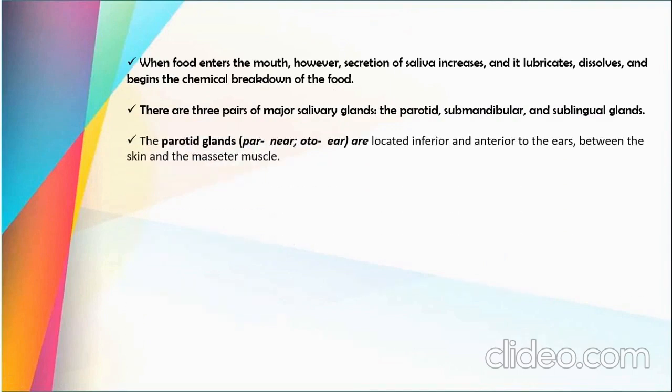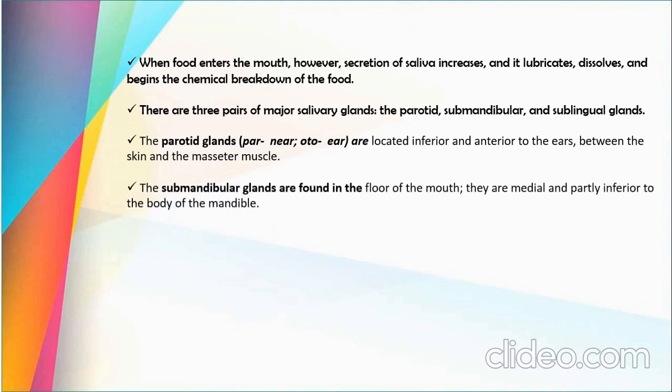Now the first one is the parotid gland. Para means near and oto means the ear. They are located inferior and anterior to the ears, between the skin and the masseter muscle. They release their secretion into the oral cavity through the parotid duct, and it is the largest salivary gland.